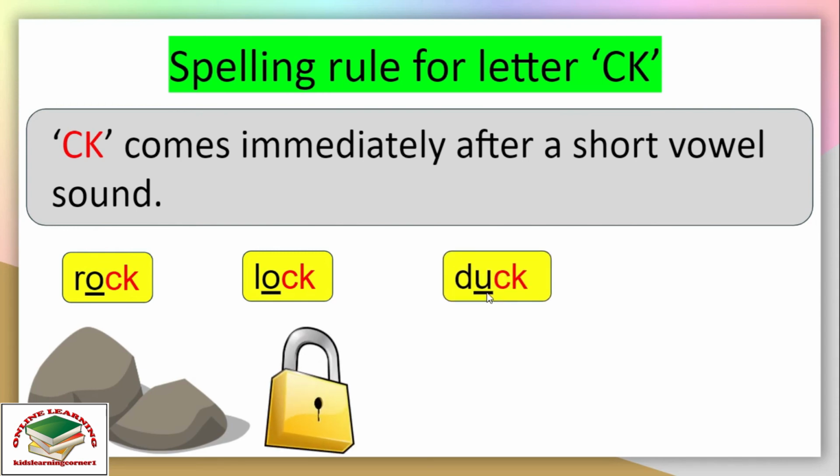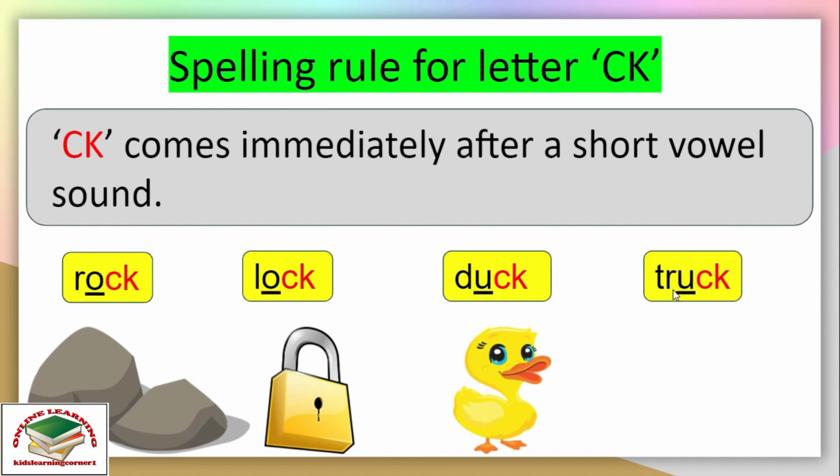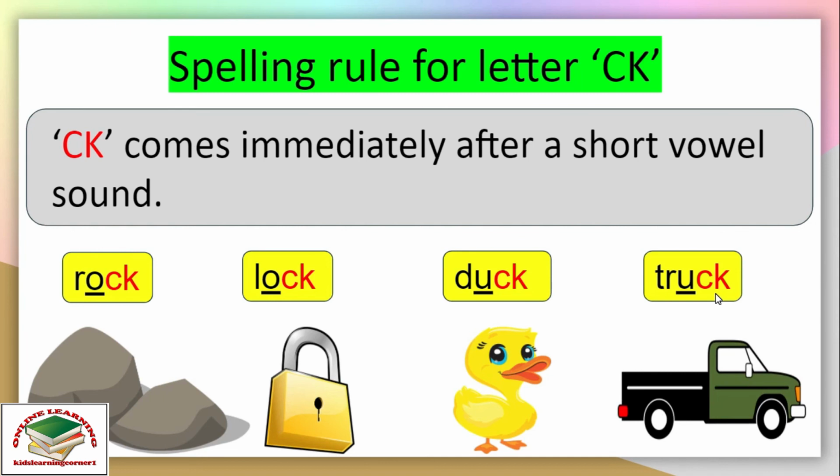Duck. Here U is a short vowel. D-U-K. Duck. This is duck. Truck. T-R-U-K. Here T-R, Tr, is a consonant blend. Truck. Hope you all understood.